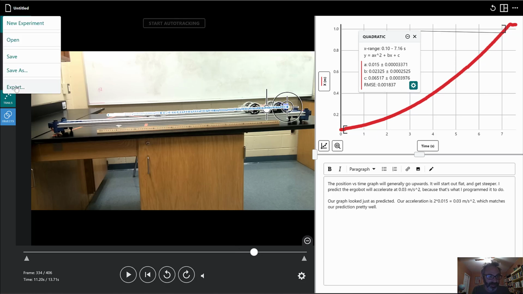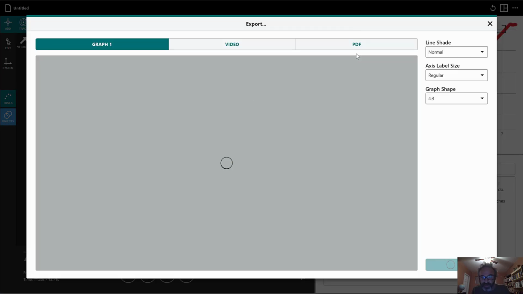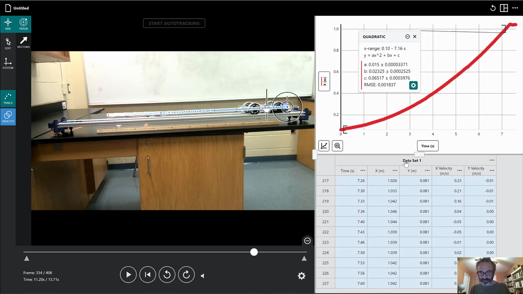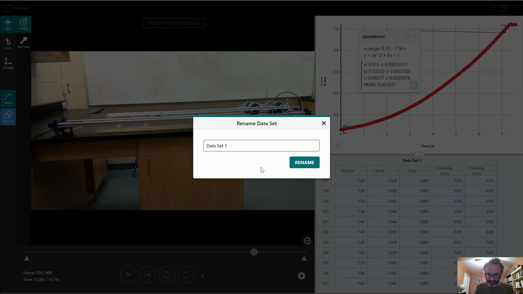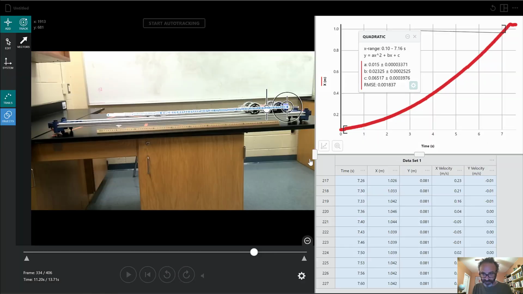We'll click Untitled, Export, PDF. One thing we want to make sure is that we say which video, what we're actually looking at here. So where would be a good place to put a title that shows up? I guess right here in the data set. Rename it. Here we go. This is ErgoBot Video 1. Don't forget your title. ErgoBot Video 1. Rename it.